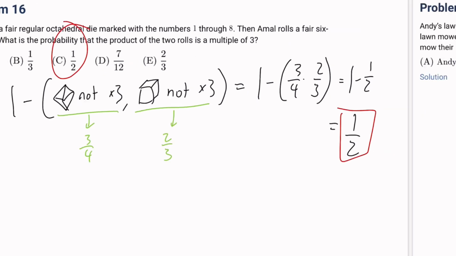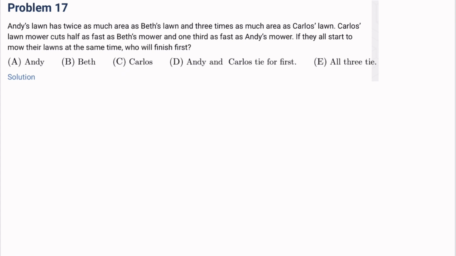It's C. Number 17. Andy's lawn has twice as much area as Beth's lawn, and 3 times as much area as Carlos's lawn. Carlos's lawnmower cuts half as fast as Beth's mower and 1/3 as fast as Andy's mower. If they all start to mow their lawns at the same time, who will finish first? Okay, so let's compare Andy, Beth, and Carlos, right? First, let's compare by area of their lawn. So Andy has twice as much as Beth and 3 times as much as Carlos. So if Andy has 6 acres, then Beth would have 3 acres and Carlos would have 2, right?